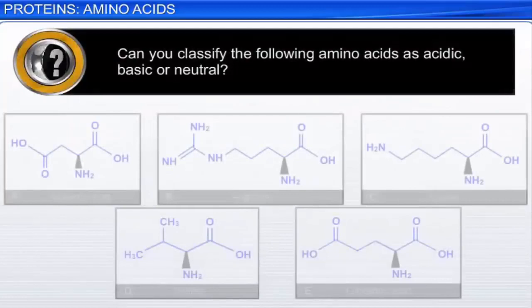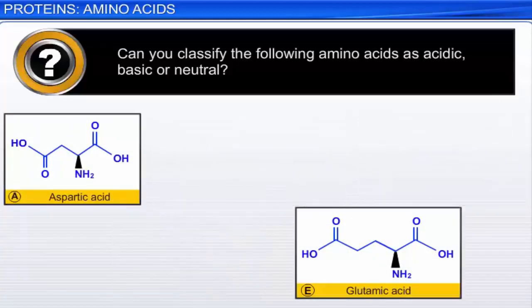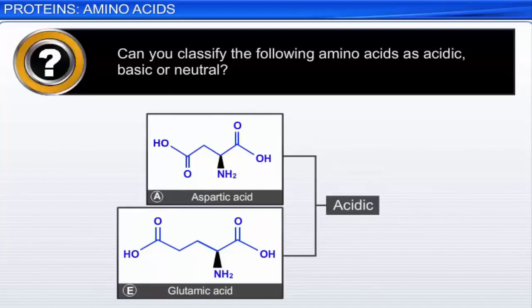Can you classify these amino acids as acidic, basic, or neutral? Look carefully at the structures. Molecules A and E, which are aspartic acid and glutamic acid, are acidic. Each has two carboxylic groups and one amino group.